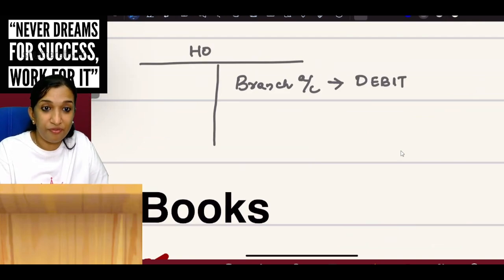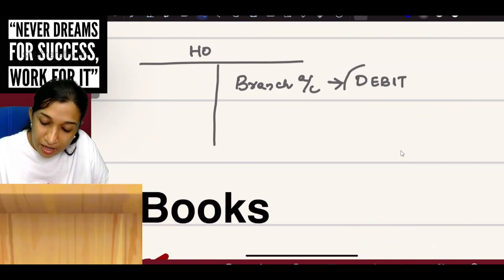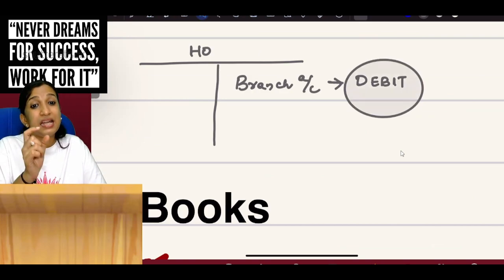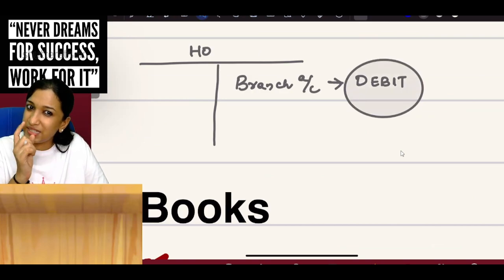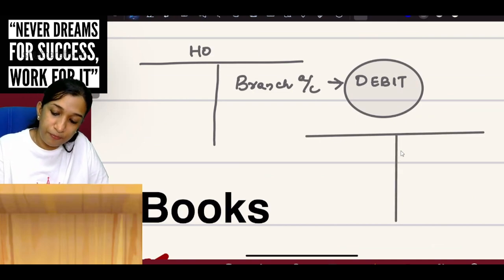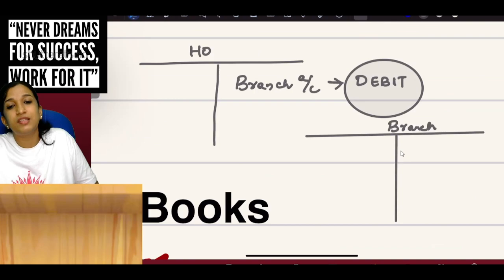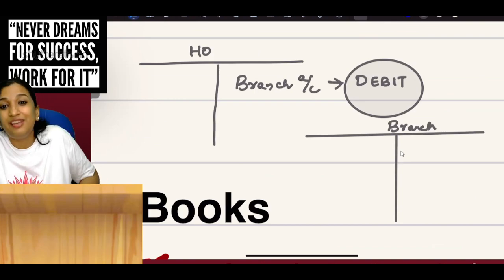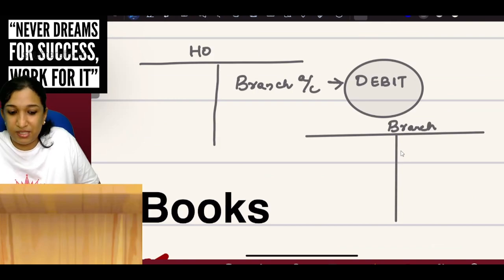In the books of head office, branch account will always have a debit balance. And in the books of branch, branch is the recipient of all the services. Branch is the recipient of all the investments made by head office.